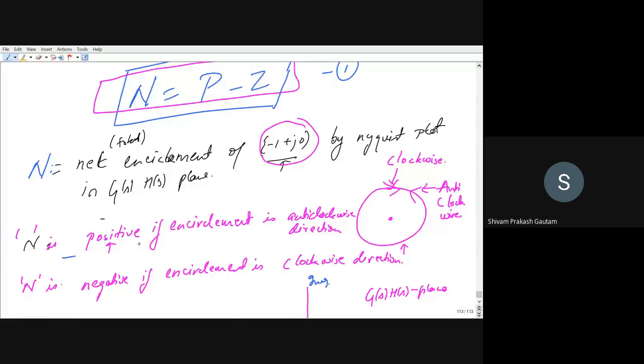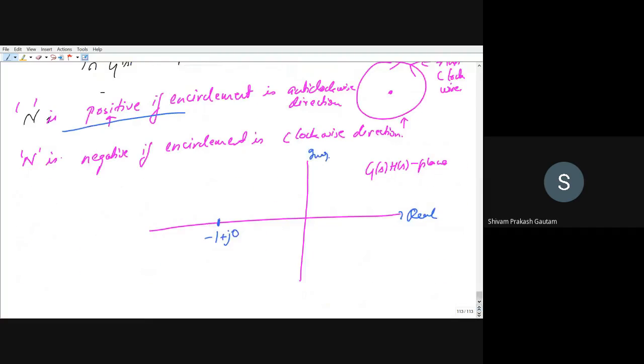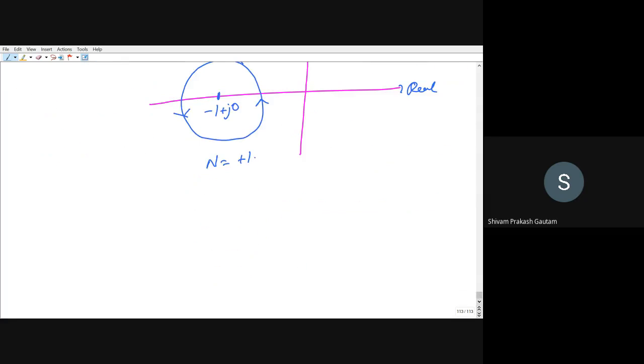If N is positive, it is if the encirclement is in the anti-clockwise direction. Suppose this is the encirclement of this point, if this is the GS HS plane, and in this direction it is encircled. For this, you can see how many encirclements of the -1 plus j0 point there are. There is only one encirclement, and that encirclement is in the anti-clockwise direction. So N will be equal to +1. Similarly, opposite to this, if I again want to draw a GS HS plane, where this is our real, this is our imaginary.